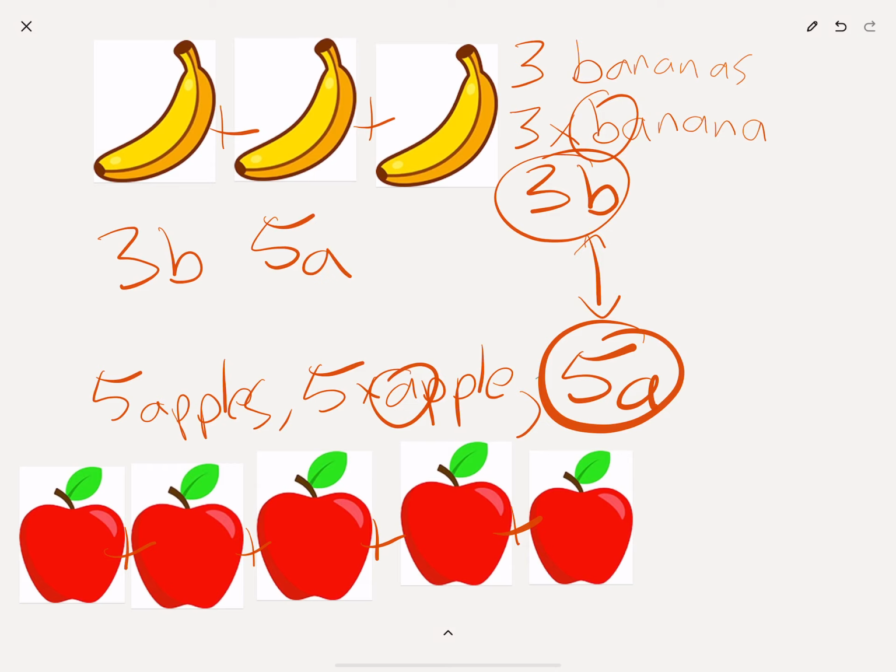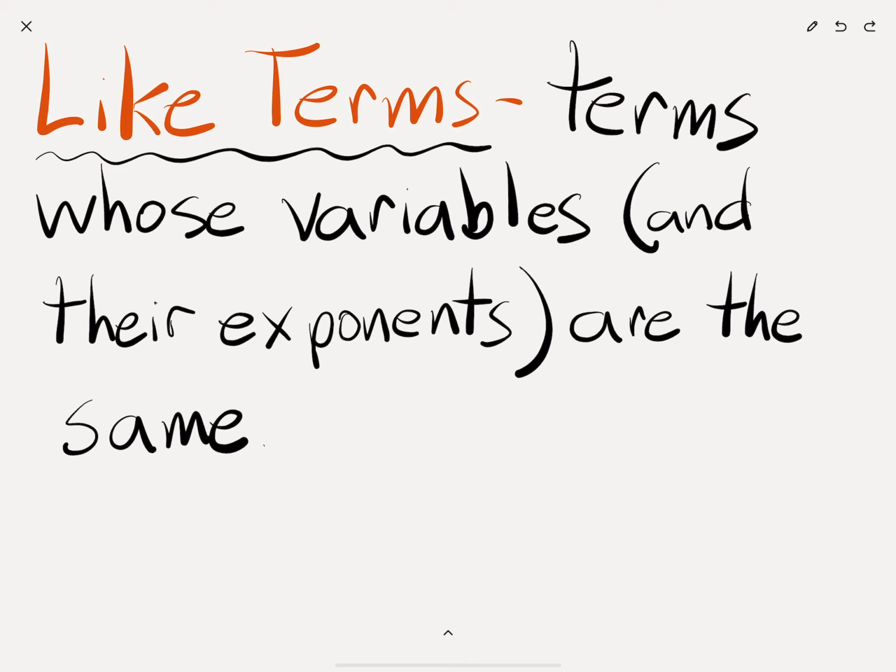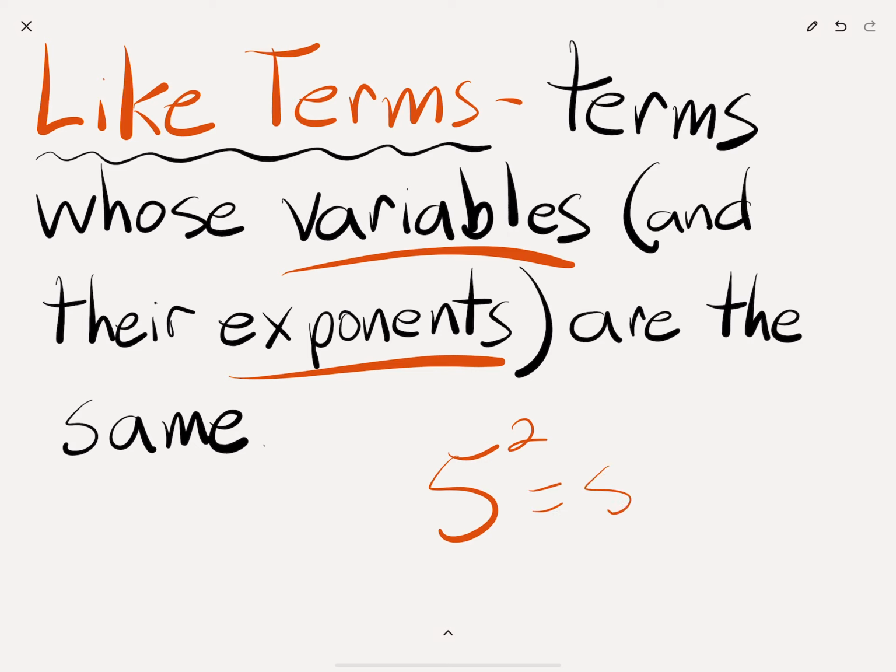Alright, so this will make a little bit more sense once we get into our like terms. So, real quick definition, like terms are terms whose variables and their exponents are the same. Remember, variables are usually represented as letters in algebra and math, and they're just letters that stand for a number. And exponents are those little numbers in the top right corner of a number that tell how many times we multiply this number times itself. In this case, 5 with an exponent of 2 would mean 5 times 5.